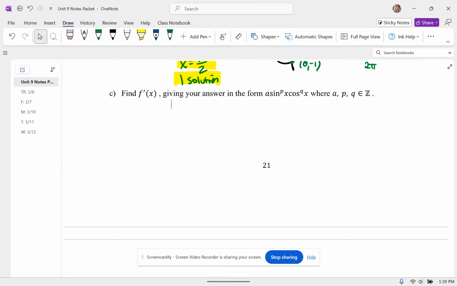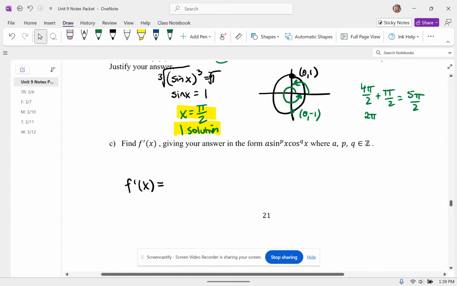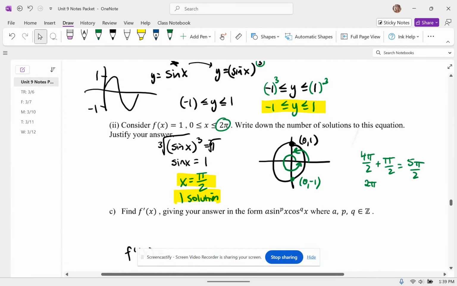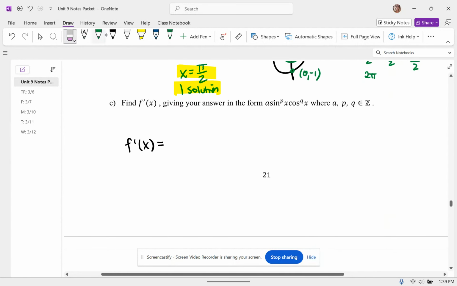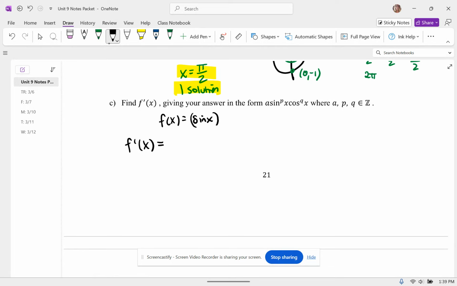So now you've got f prime of x. What would f prime of x be? Well, let's start with f of x. This is a chain rule. It's two chains. What do we have here? 3 goes down in the front, multiply by, don't touch the insides. What is the derivative of sine? The derivative of sine is cosine.